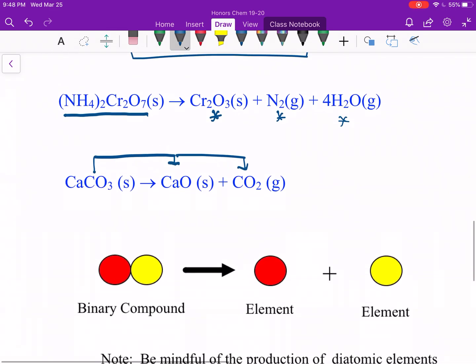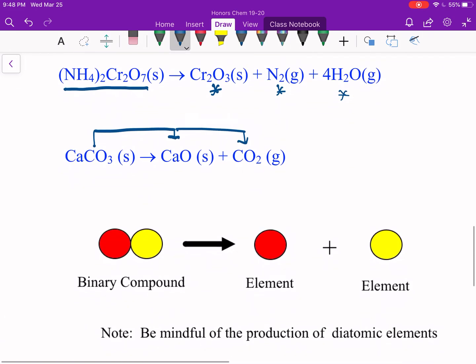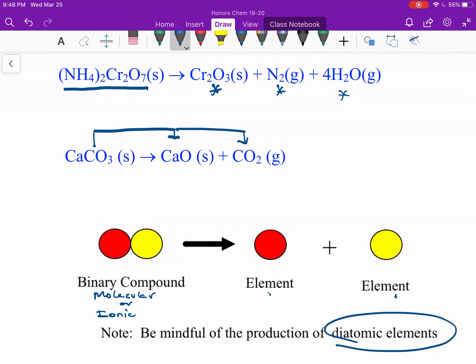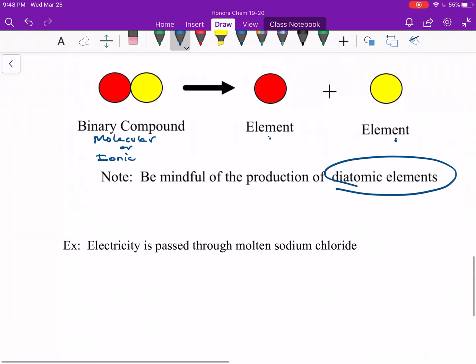Right? Now, what I'm going to ask you guys to be able to do is we take a binary compound, and if we want to predict the products of that binary compound, we know that that binary compound's only made up of 2 elements, and it's going to break down into each individual element. This could be molecular or ionic, right? But if it's molecular, you'd get 2 nonmetals. If it's ionic, you're going to get a metal and a nonmetal. And again, as always, be mindful of those diatomics. So let's look at an example there, right?